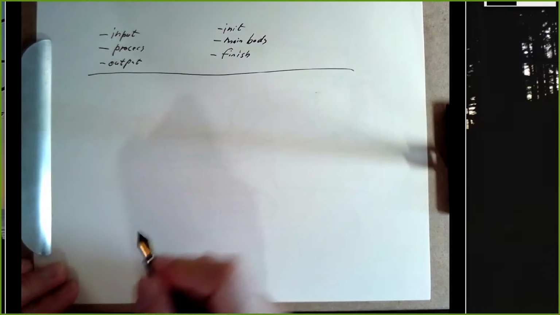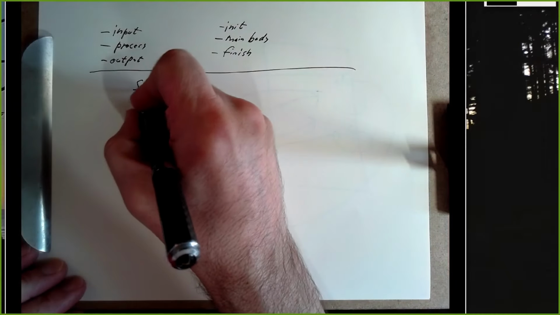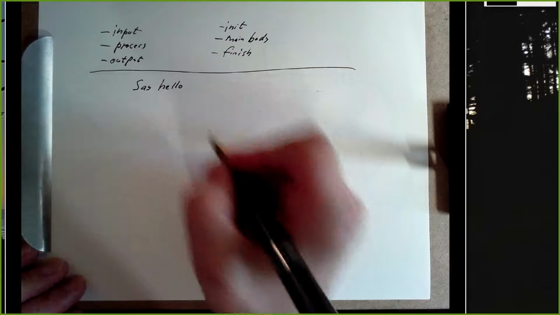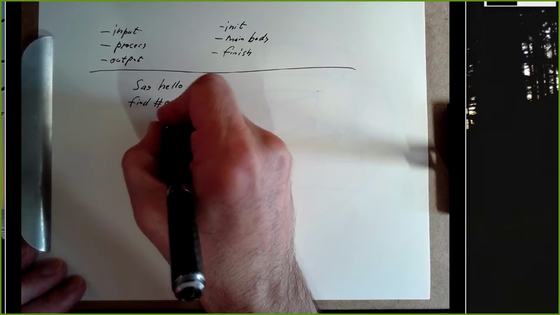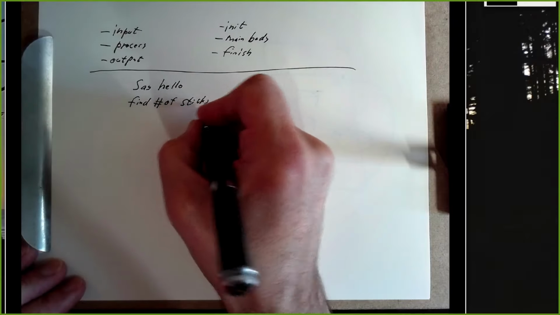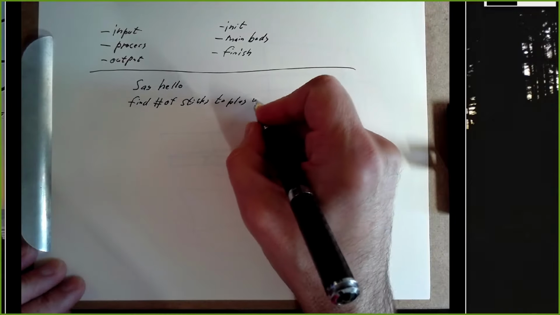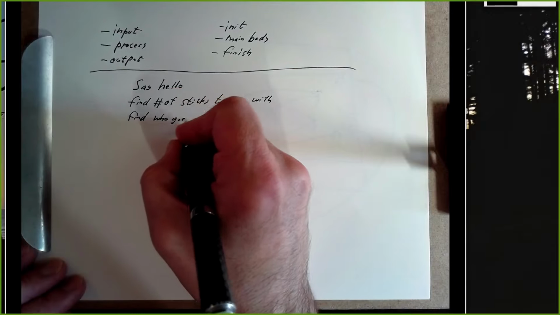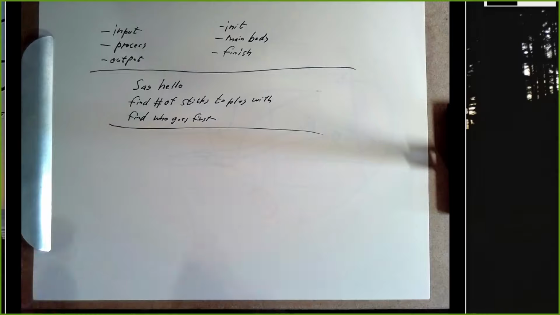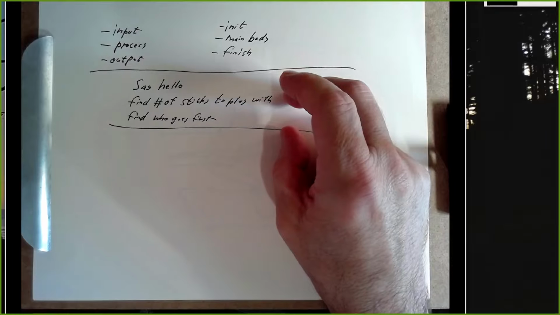So let's look at our stick picking game and think about it in these more high level terms. What do we do when we play the stick picking game? So we have some kind of introduction. So we say hello. We find the number of sticks to play with. And we find out who goes first. Okay, that's the initialization part of our game.